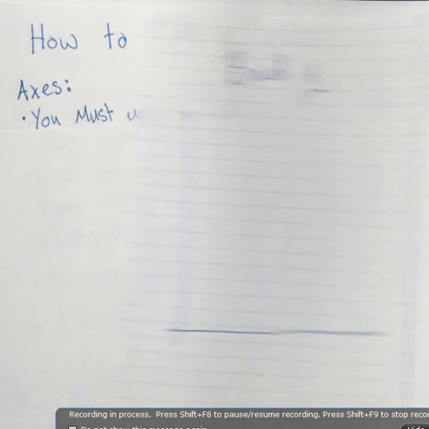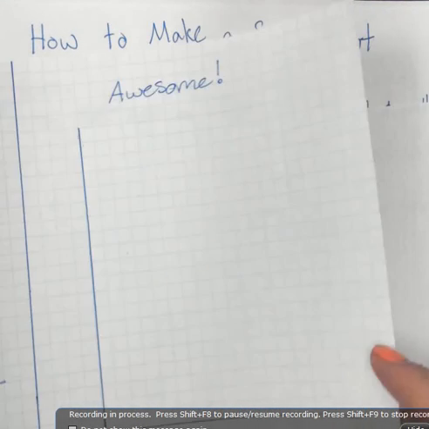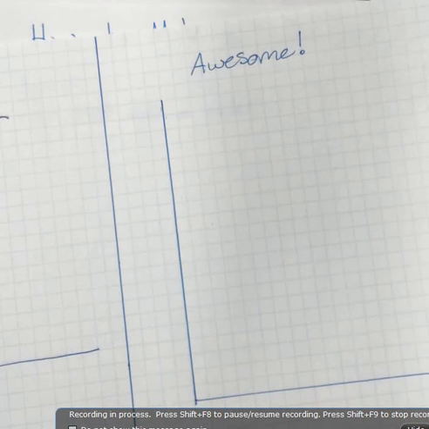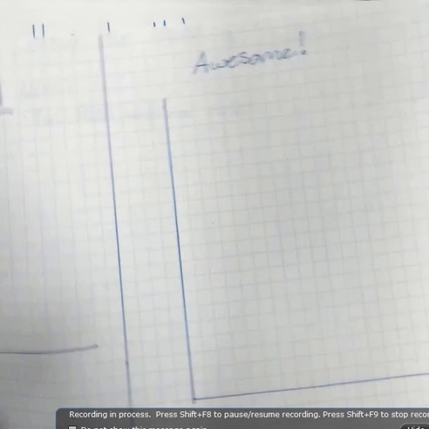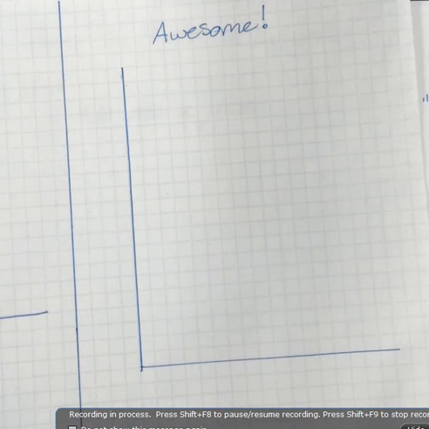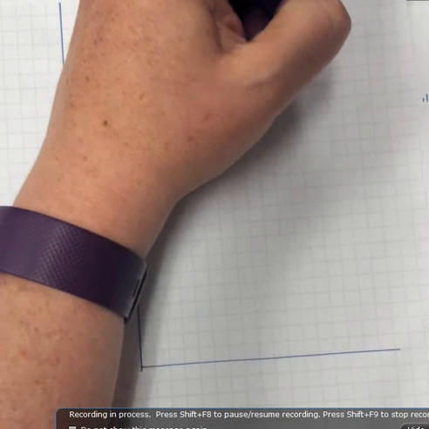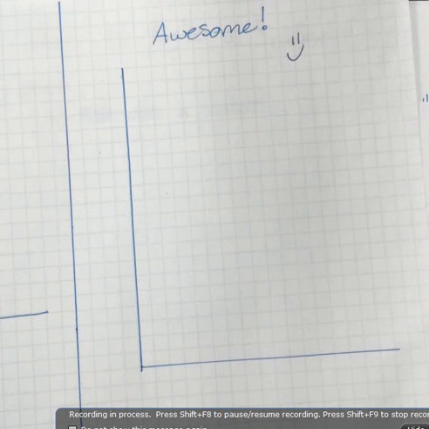On the other hand, your awesome graph is clearly drawn with a ruler. That is an awesome graph. That's going to get a smiley face and probably some points. Alright, so it's that simple. If you're drawing a graph, you better be on graph paper, and you better be using a ruler. I expect neat data presented well.